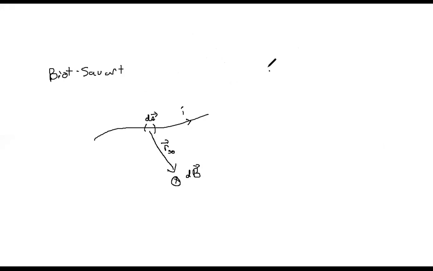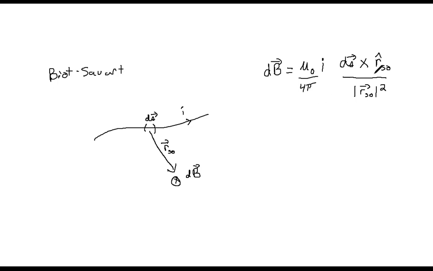So the formula is that dB equals, well, see, more current gives more magnetic field, so that kind of makes sense. But it also gets weaker with distance. And the formula is mu naught over 4 pi times the current, so it's proportional to the current, times ds vector cross r_so hat divided by the magnitude of r_so squared.